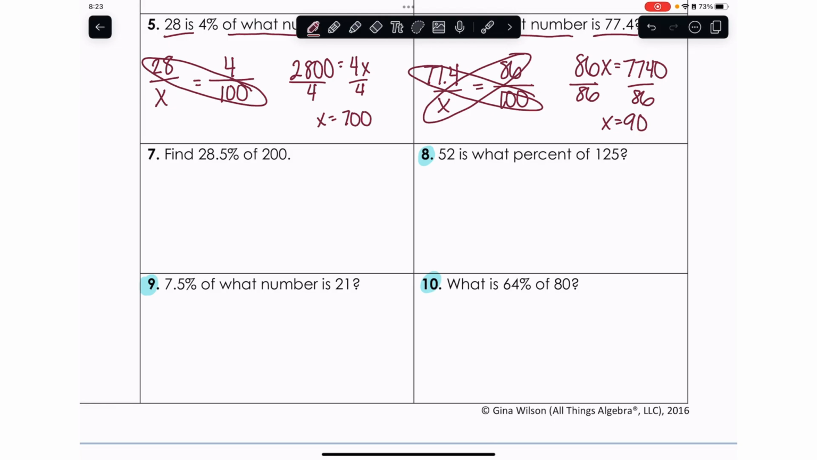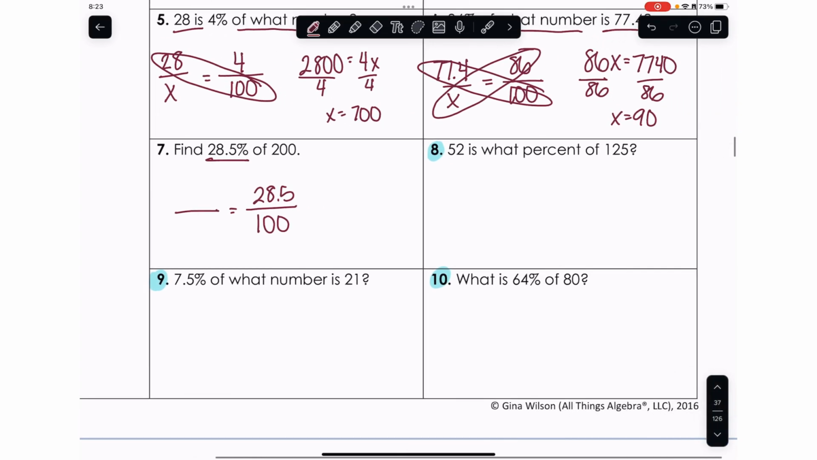All right, so number 7, find 28.5% of 200. I see the percent, so I'm going to have to write 28.5 over 100. That's my percent symbol. If you don't see a percent symbol, that's where your x goes. So again, if you don't see a percent symbol in your problem, you're automatically putting x over 100. Okay, then the first part of my fraction. Find 28.5% of 200. So the 200 has to go on the bottom.